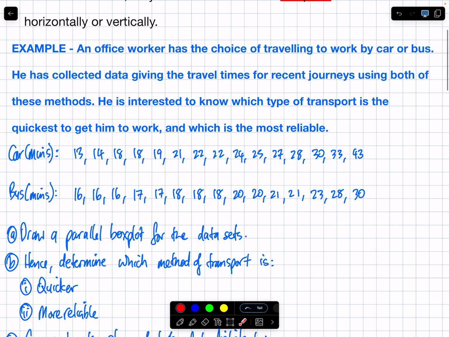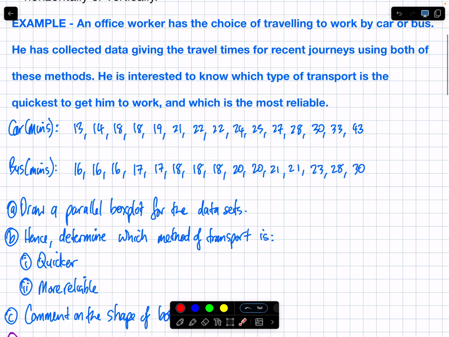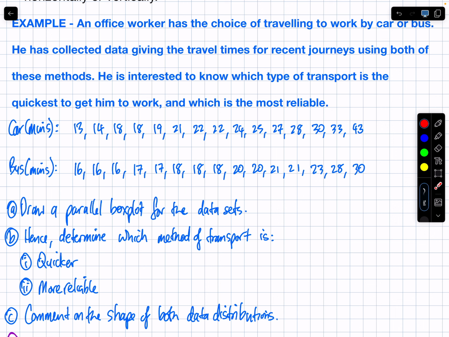We're going to do this whole example together so that I can illustrate exactly what I'm going to ask you to do in this question. I've got an office worker. He's got the choice of travelling to work by car or bus. He collected data with the travel times for recent journeys using both methods. He's interested to know which type of transport is quickest and which is more reliable. There's a difference between that. You might have a really fast one, but if the bus is often late, or sometimes gets there super early, I can't rely on it. Sometimes you might be there faster, but I'd rather reliability than speed.